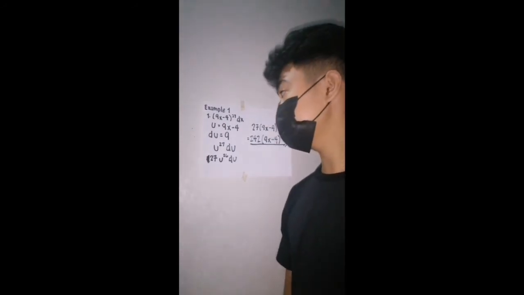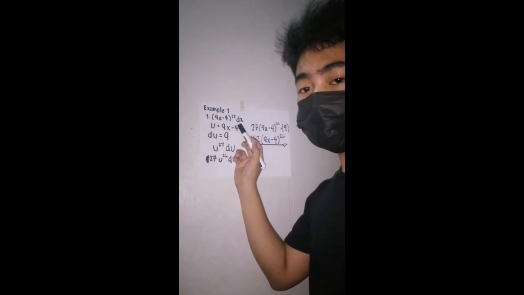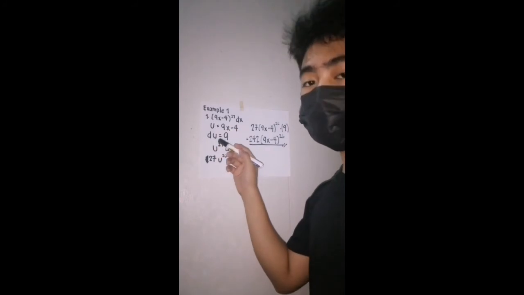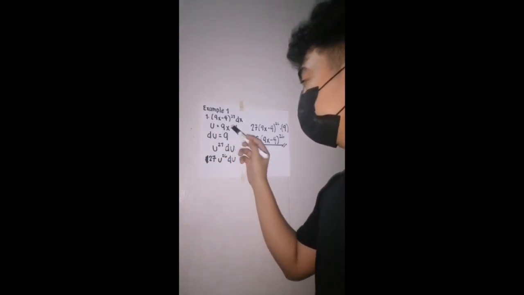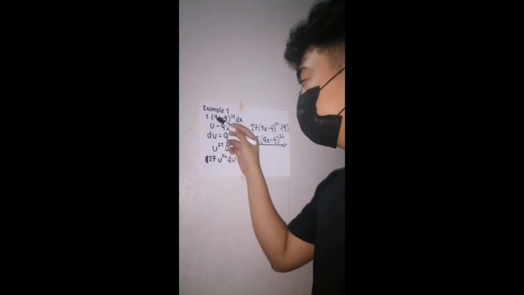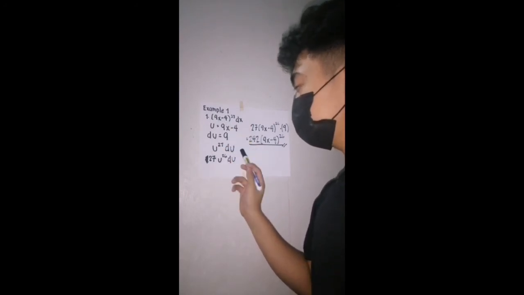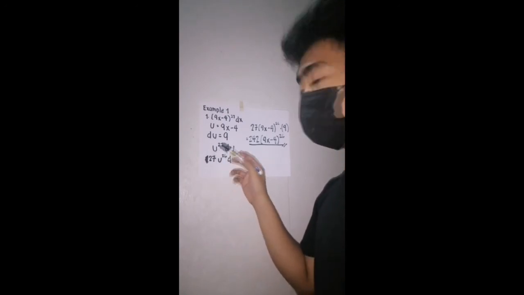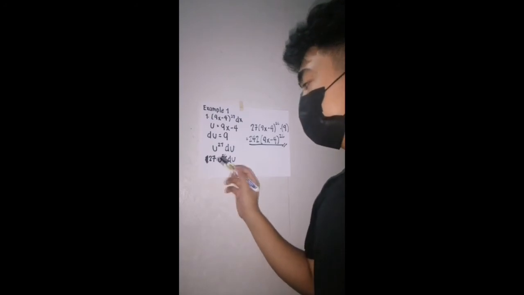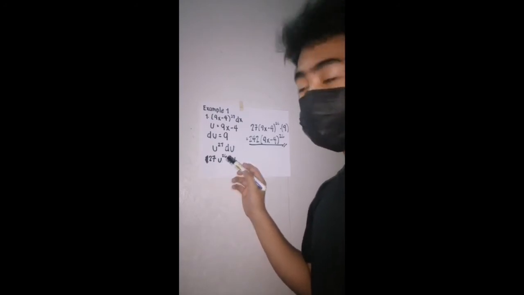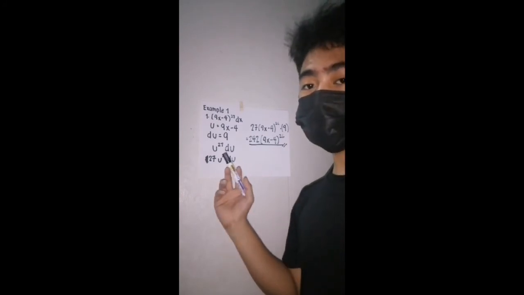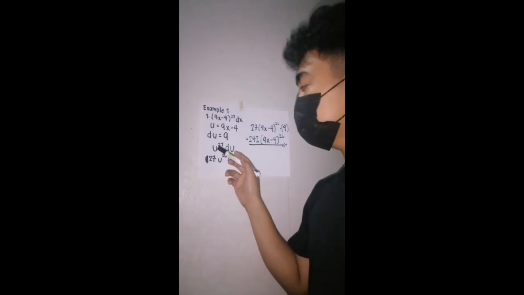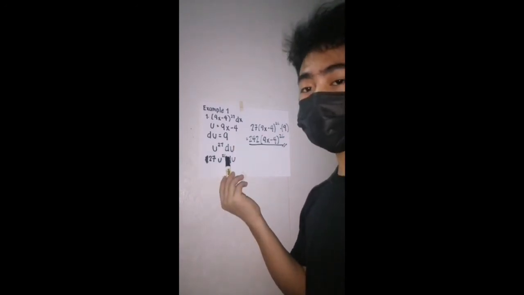So for the first example, I use (9x minus 4) raised to 27 dx. First step, we're gonna find the value of u and du. So u is equal to 9x minus 4 and du is equal to 9. So this is the formula of chain rule. So u raised to 27, we're gonna derive: 27 u raised to 26 du. We get the 26 because we use the power rule, so we decrease it by 1. So 27 minus 1 is equal to 26.